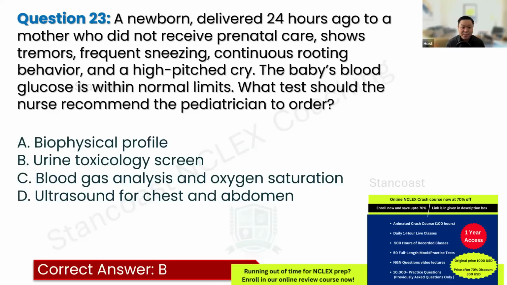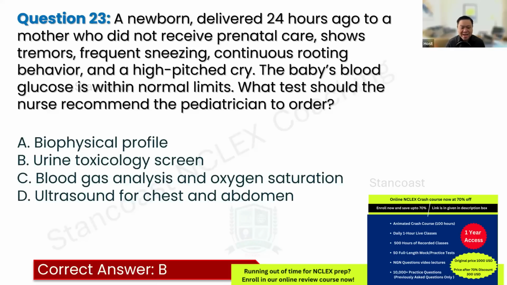Now, if you selected letter C, that is also incorrect because there are no signs of respiratory distress in this baby. So, testing blood gases and oxygen saturation is also unnecessary. If you select letter D, this is incorrect because this baby has not shown any signs of issues with chest or abdominal structures, making an ultrasound unwarranted in this case.